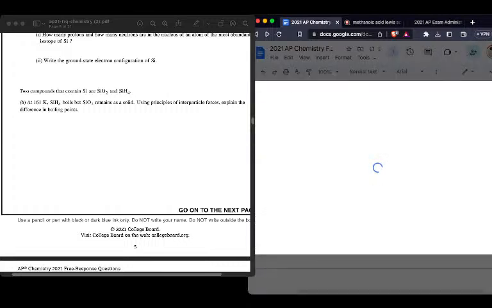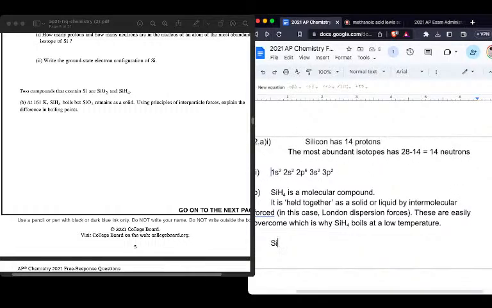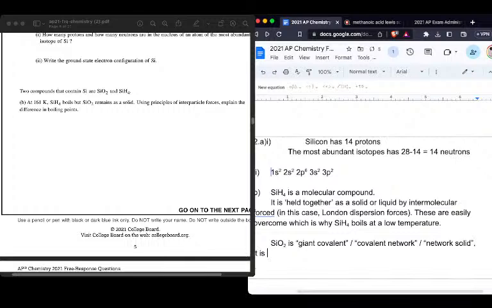SiO2, on the other hand, is not a molecular compound. Do you, fellow student, know what it is? Some people call it a giant covalent. Some people call it covalent network, and others call it a network solid. What matters is that it is covalent bonds holding all of the atoms to all of the surrounding atoms. Maybe I can reword that.